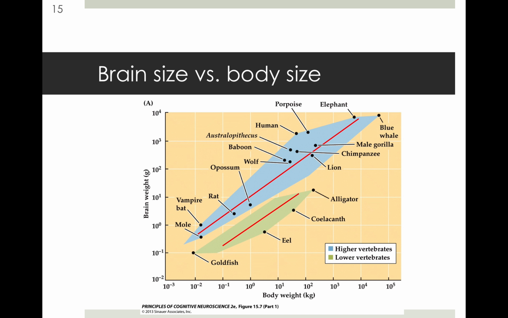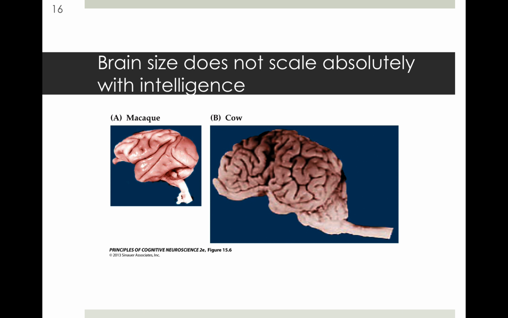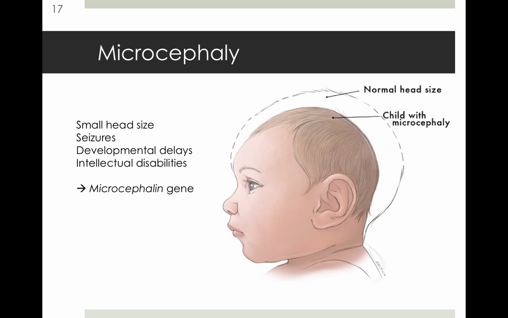But does brain size actually mean intelligence? It turns out that brain size does not absolutely scale with intelligence. If you compare cows and macaques, cows are less able to do lots of cognitive tests compared to macaques, but macaques have smaller brains than cows. Then there are also abnormal differences in brain size and brain volume in the human literature that can be a little informative about this potential relationship between brain volume and intellectual performance.